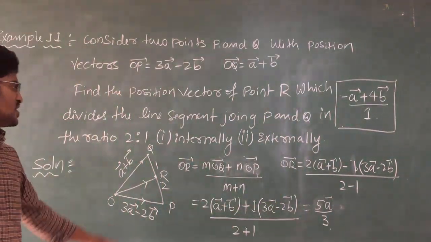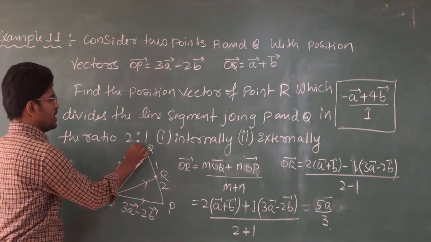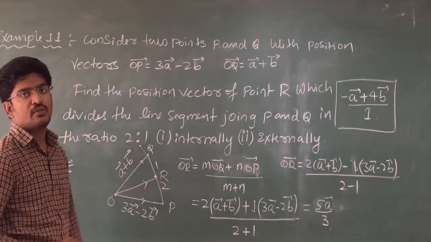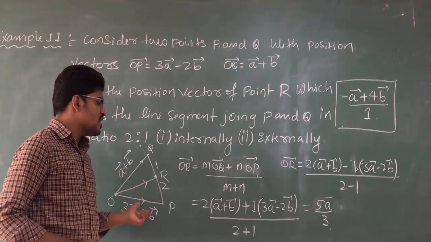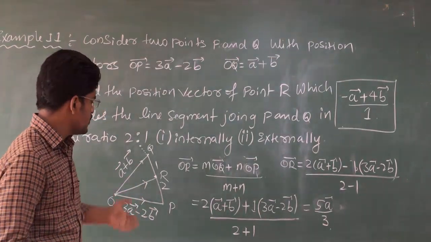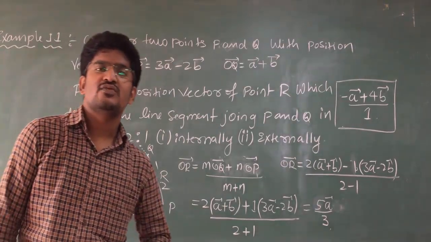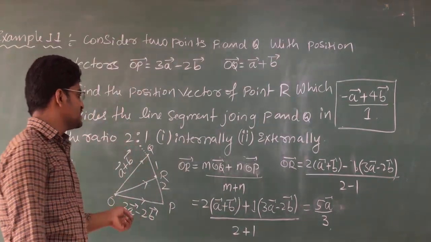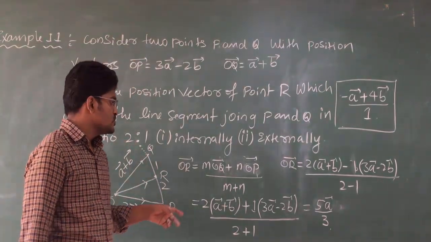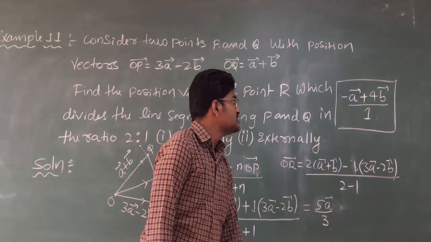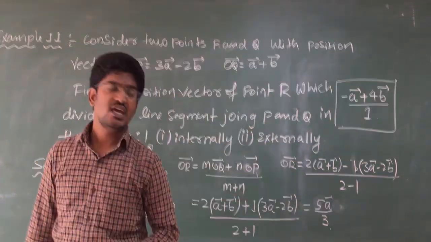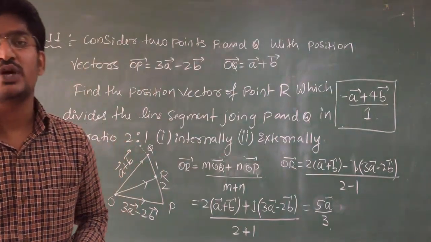Clear? So externally means the point will be here and this will be the diagram. Clear? So the diagram is not needed. Just for your convenience I have drawn this diagram so that it will be easy for understanding the problem. So here the answer is 5 times vector A by 3. There the answer is minus vector A plus 4 times vector B.